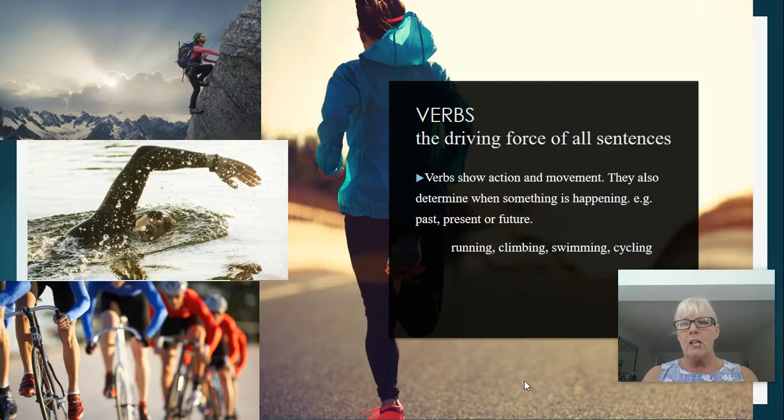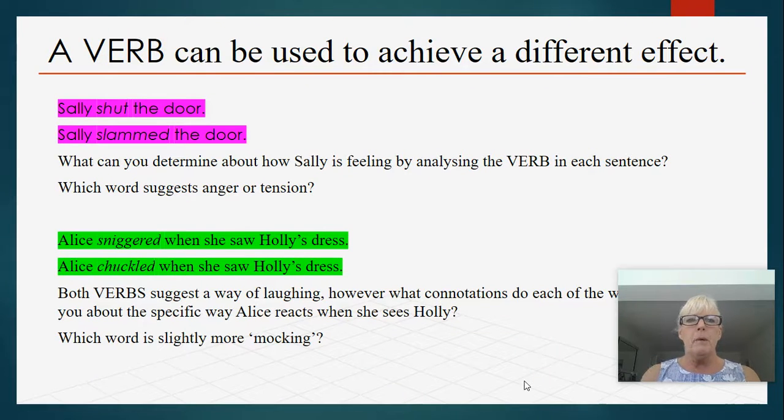And of course, if I change that to the past, I ran, or I went climbing, or I swam, or I cycled. We just change the ending, or we change the word to show that it happened in the past. And that might be important for you to pick up on when you're having a look at your little extracts in a GCSE exam. So the words then that actually help us to find out about the different type of effect that's going on is that verb that's used.